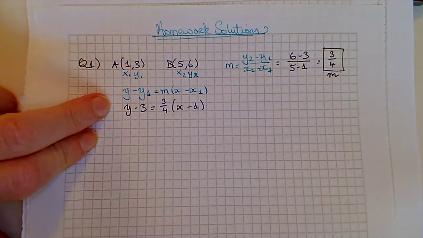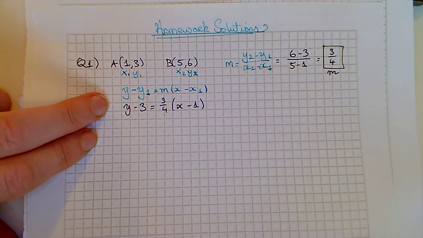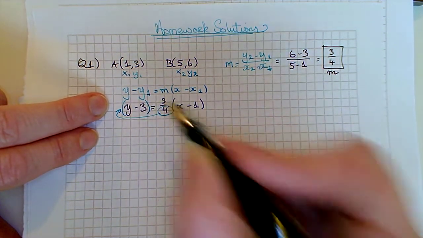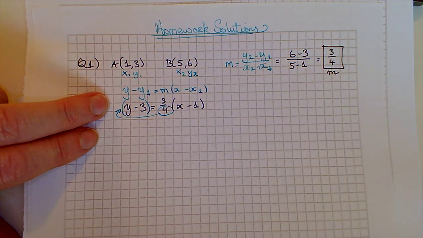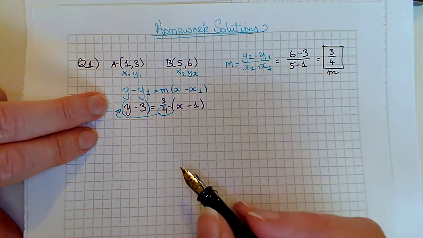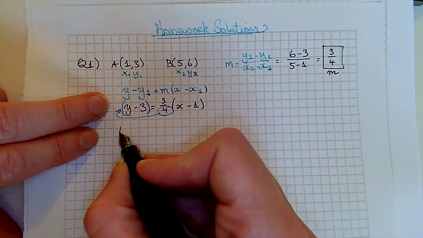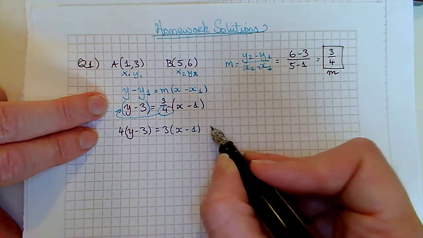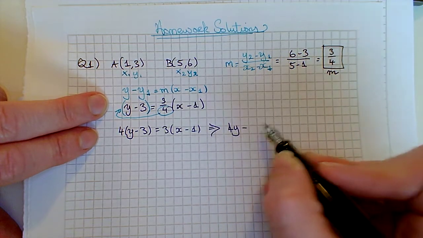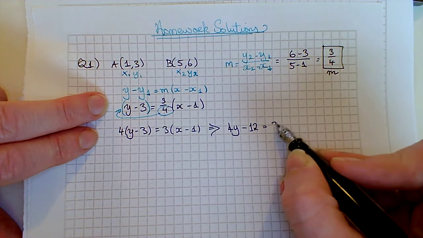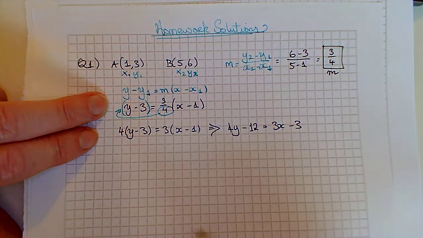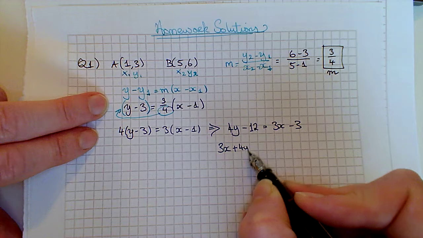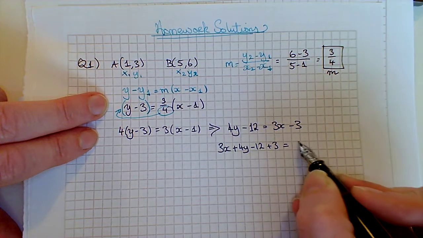And we can't leave it like that. We have to multiply the y side by the bottom number. 4 is going to multiply the y side, both terms there, and the 3 will stay where it is and multiply the x side. So this will give me 4 by (y minus 3) equals 3 by (x minus 1). Multiply out my brackets, I get 4y minus 12 equals 3x minus 3. And bring everything to one side.